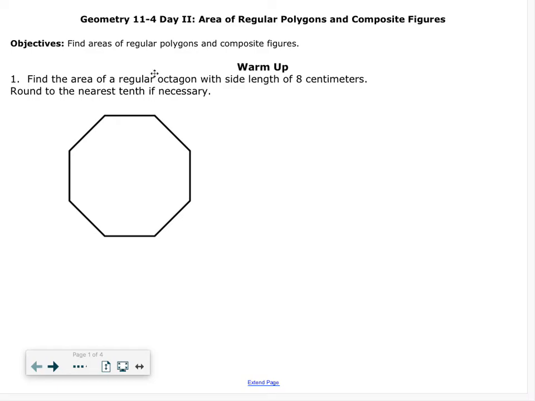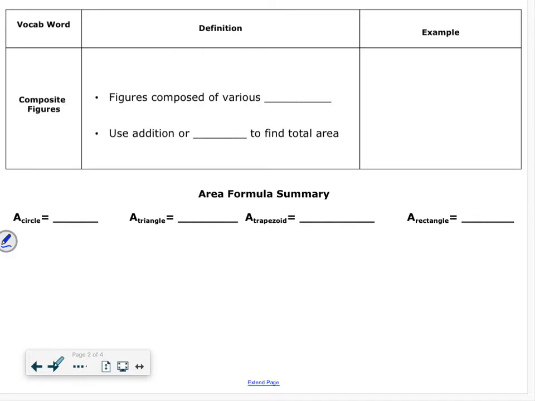Right, welcome back. Today we're looking at the second part of the lesson, which is going to focus on composite figures. I'm going to leave this warm-up for you to do on your own time if you'd like to. And you can always check your answer using the notes on Haiku to see if you got it right or wrong.